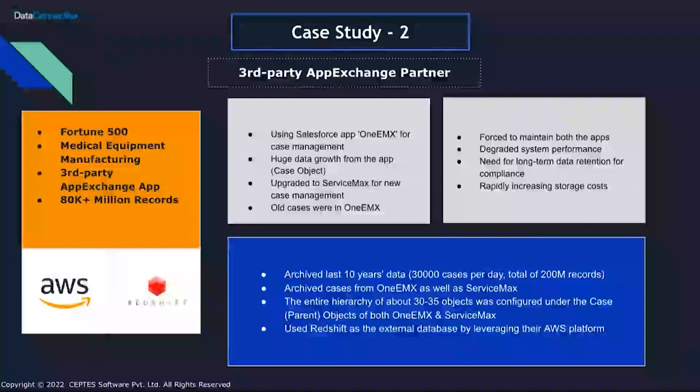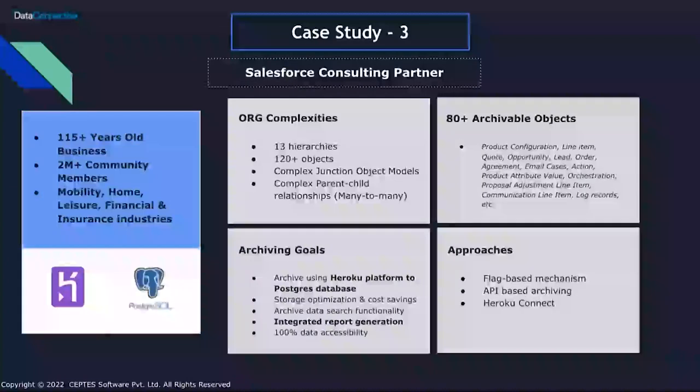The third case study is a consulting partner of ours who had a customer that is a 115 plus year old business from down under, Australia. They are a very big business, and they had 2 million plus community users. The business was into mobility, home, leisure, finance, insurance, and all those industries. They used a Heroku and Postgres combination to archive.